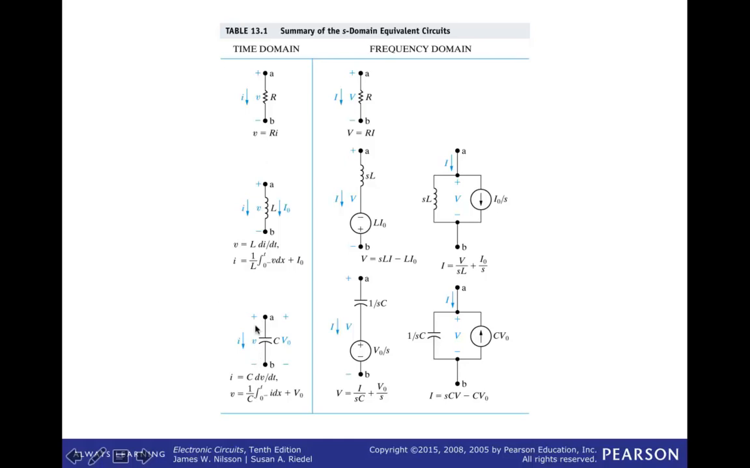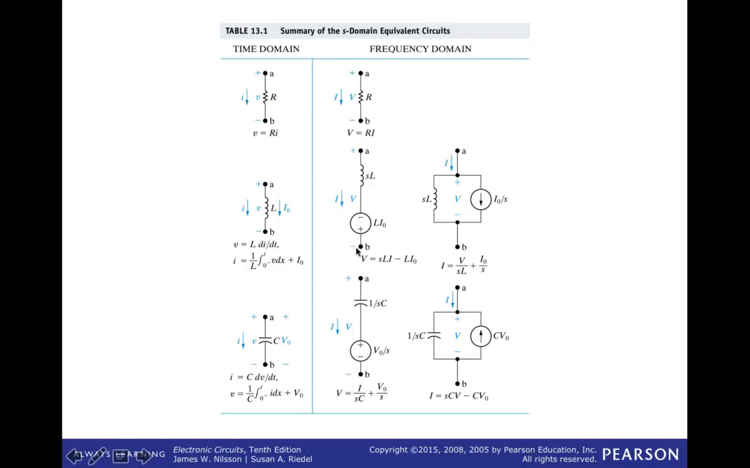So we have the same thing for the capacitor. Once again, the current is shown in the direction from plus to minus. The plus is at terminal A, the minus at terminal B, and we have the relationship i is C dv/dt. Now what we did in class is we took this equation and we took its Laplace transform. And given that this is a derivative, we used the derivative property, and what we obtained was this equation over here on the right, where V is sL times I minus L times i(0).